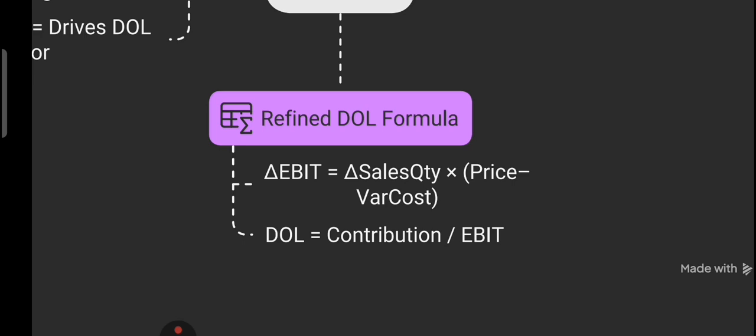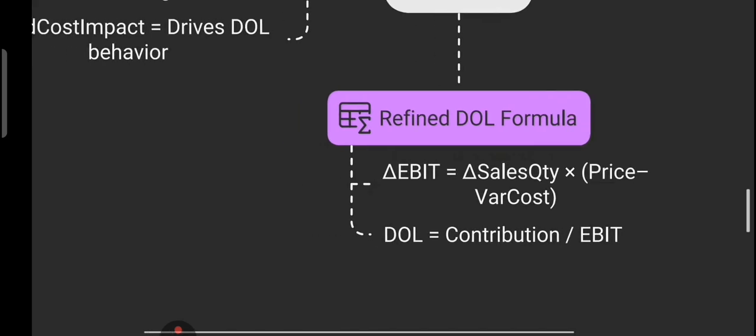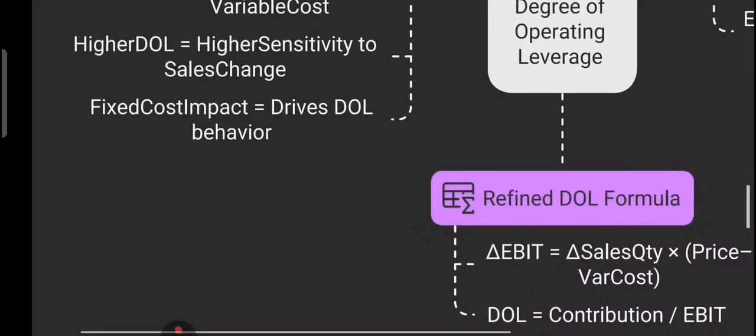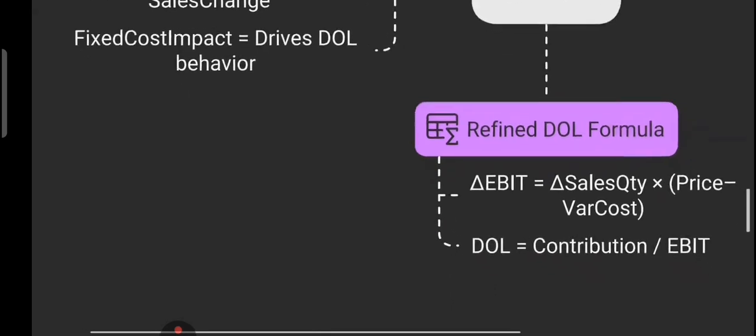So understanding DOL helps businesses plan better, price smarter, and prepare for market shifts. So if your DOL is higher, what does it mean? It means that your profit can skyrocket with a small sales jump, but it can also fall sharply if sales drop, right? So that is the implication of DOL.